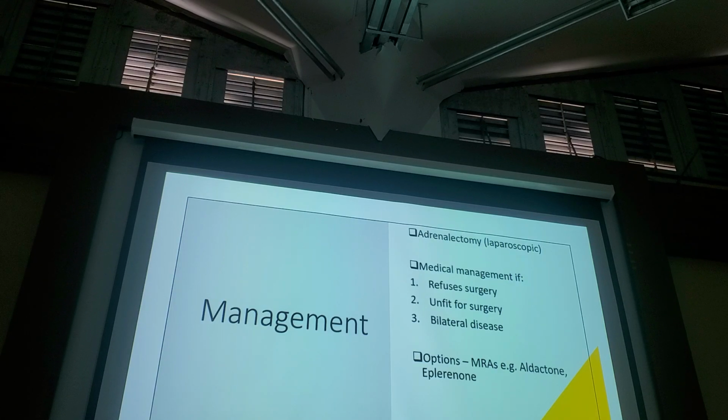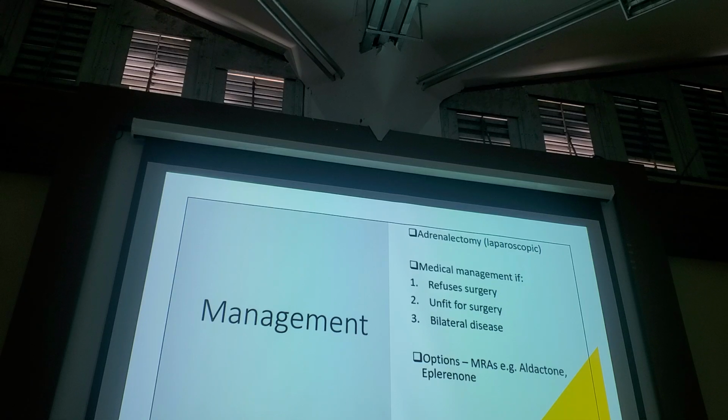But if it's left for too long, with vascular changes which are chronic, then the hypertension very often is not cured. But what individuals will find much easier to manage is the hypokalemia. If they have hypokalemia, typically that resolves with removal of the lesion.